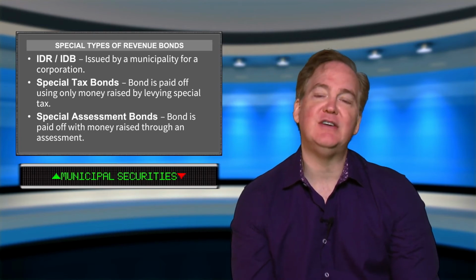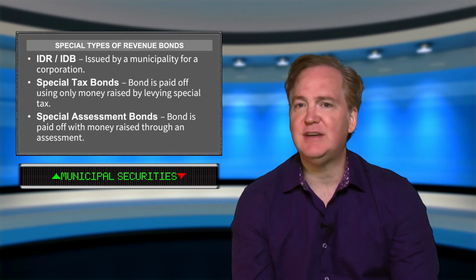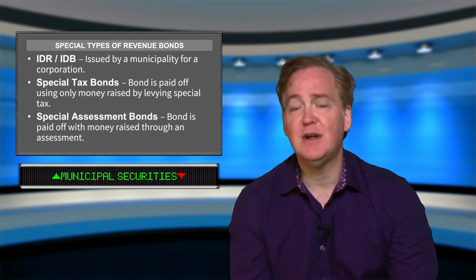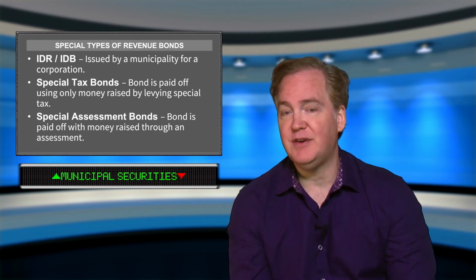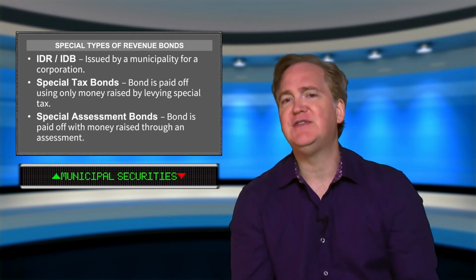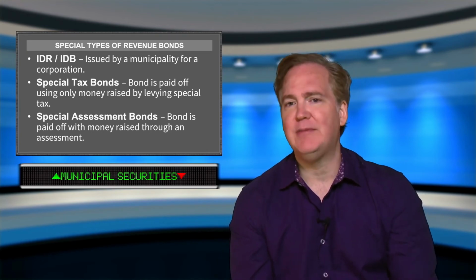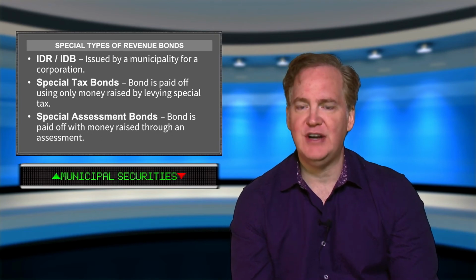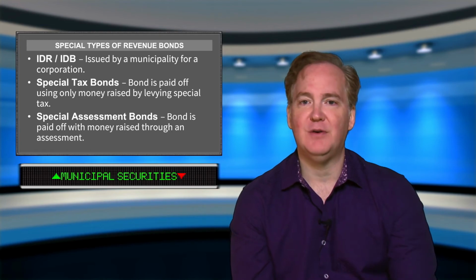Well, where is the city or town going to obtain perhaps the $500 million needed to build this new corporate campus? Well, what they would do is they would issue a bond, an industrial revenue bond or an industrial development bond, and they would use these funds to build the facility. They would then lease or rent back that facility to the corporation, and those rent payments would repay the bondholders.